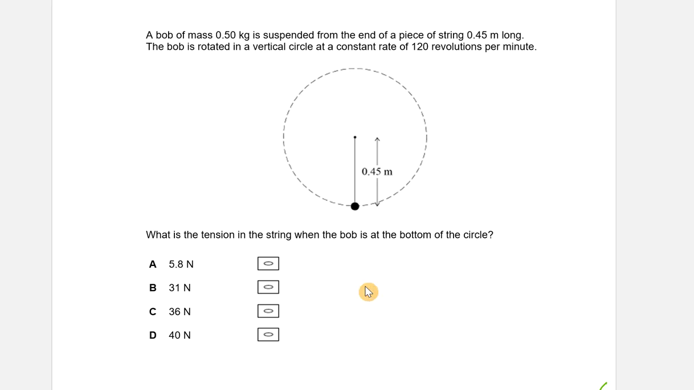Hello, here's another AQA A-level physics question. This one's on circular motion. If you want to try to answer this question yourself, pause the video now. If you've got the answer D, well done.